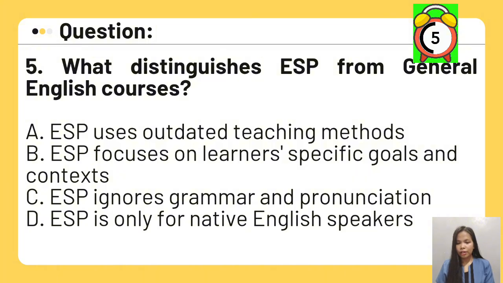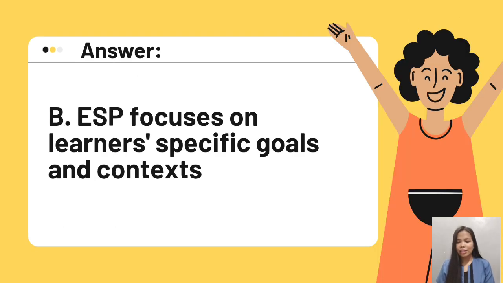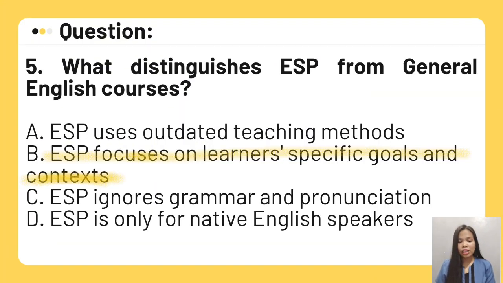Okay, so the correct... let's wait. You have a few seconds left. Okay, so the correct answer is letter B. ESP focuses on learner-specific goals and context. ESP is tailored to the specific objectives and context of learners, unlike general English, which covers broader language skills.